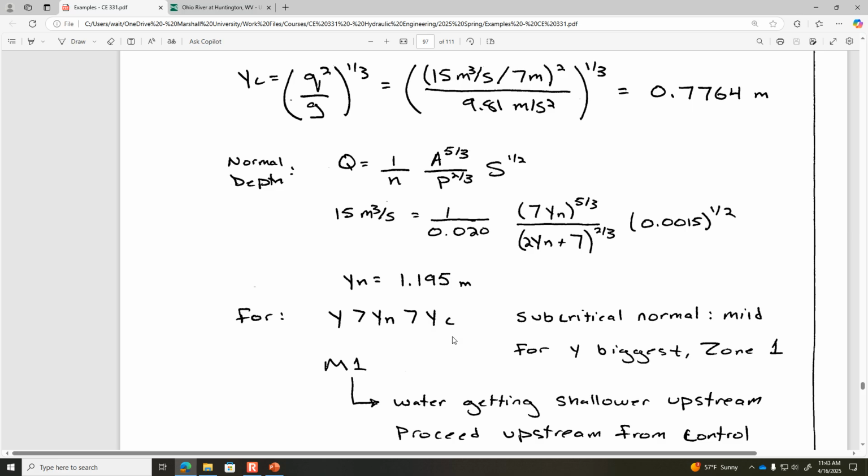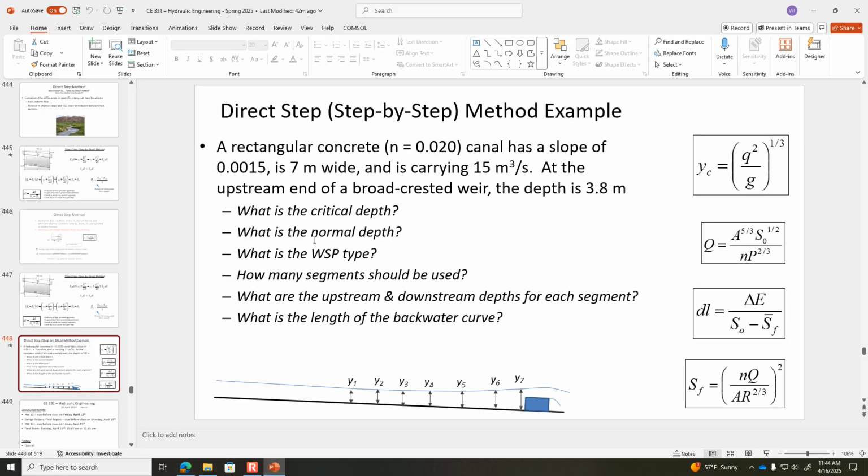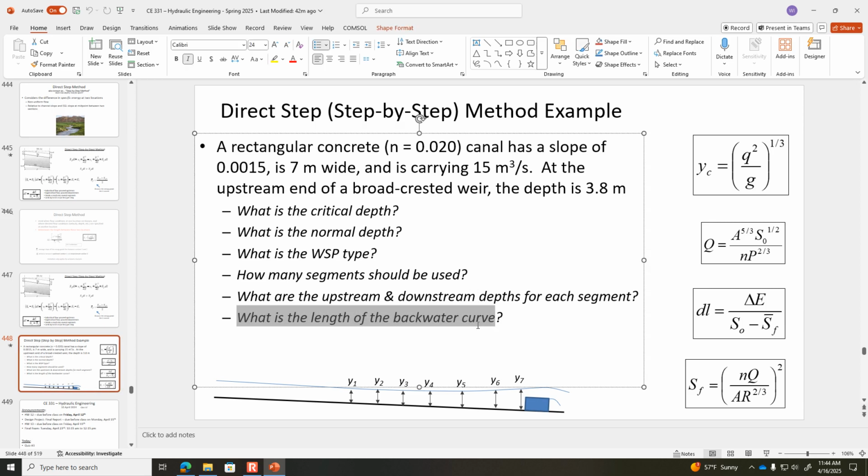It's getting deeper downstream. So we're going to find out if we go upstream, how far is it to the location where we get back to the normal depth. Here where it says, what is the length of the backwater curve? Another way of writing that is, how far upstream until we find the normal depth again?